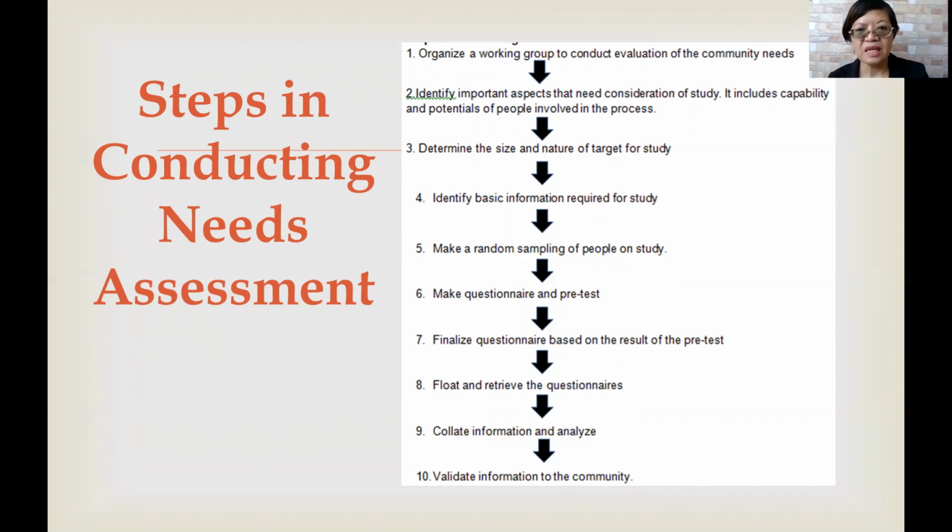Okay. And so you need to target a sample, or if it's a qualitative form of investigation, you can just identify the key respondents. And then next, number 4 is to identify the basic information required for the study. So what are the most important information that you need to get from the community?